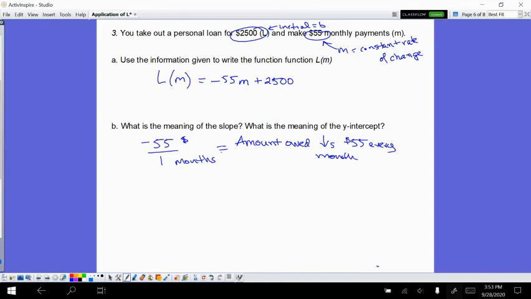If we're asked to interpret the y-intercept, I always am going to put that as an ordered pair with 0 and the intercept, and remind myself that 0 is m, or months, and the y value, our dependent value, is money. And this tells us that $2,500 is the initial value of the loan.